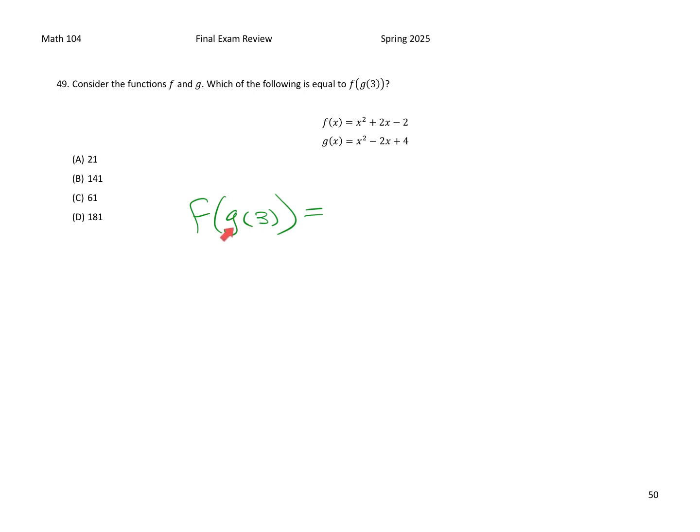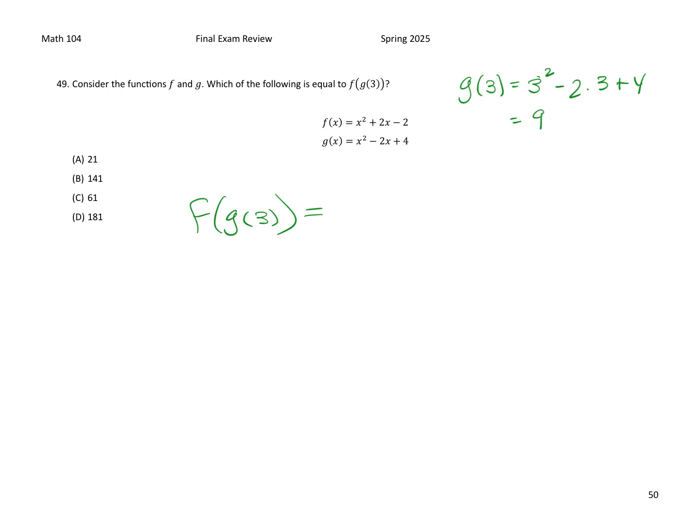So I'm going to take my 3 and plug it into g. I'm going to evaluate g of 3 first. So g of 3 is going to be, maybe I'll do a little side work over here. G of 3, that would be 3 squared minus 2 times 3 plus 4. Sorry, my brain was going too fast there.